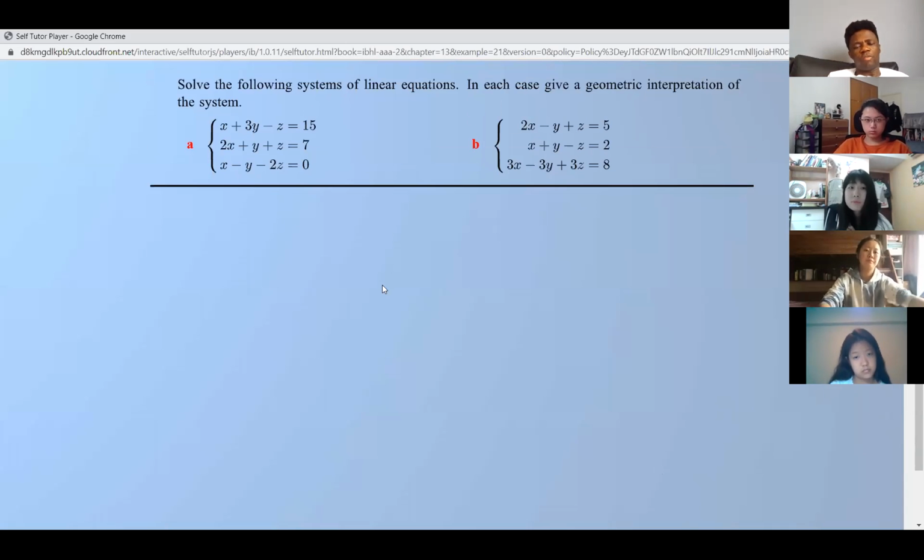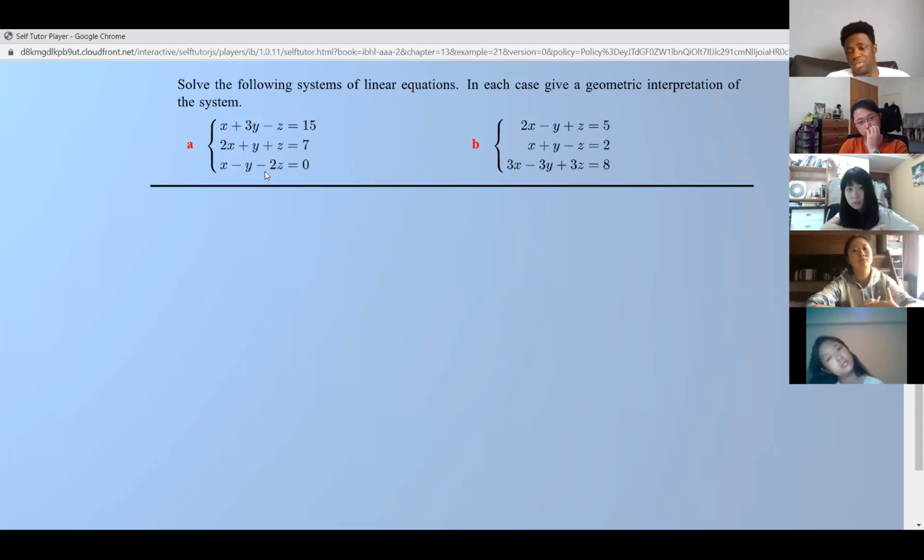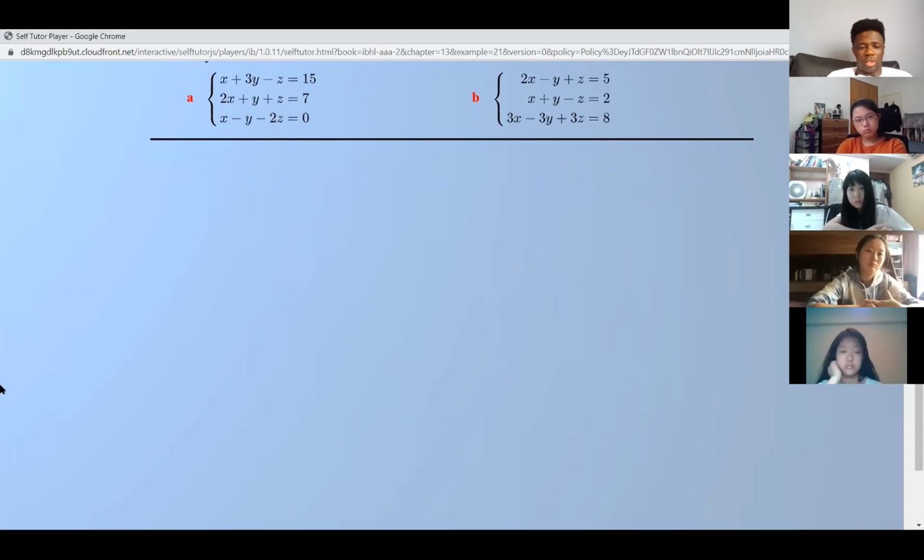Okay, so let's look at this. Solve the system of linear equations. In each case, give a geometric interpretation of the system. Definitely, because it's a 3 by 3 system, each equation is a plane. If it is 2 by 2, it's just a line. Because a 3 by 3 has 3 variables, when you have x, y, z, you are referring to a plane, not a line. But with just x and y, or just y and z, or just x and z, you're referring to a line. So asking you to solve and give a geometric interpretation is asking you to tell us the relationship between the 3 planes. Does that make sense? So let's see.